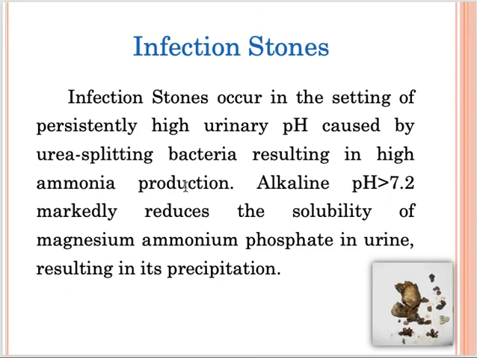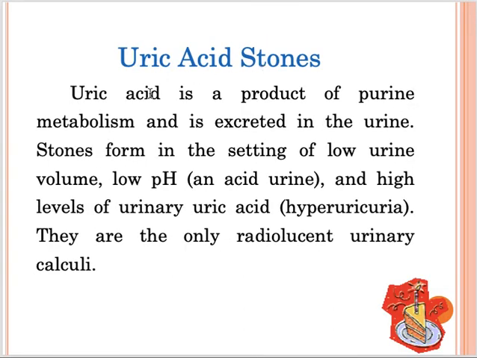Okay, they result in ammonia production, and as you know, these are basically magnesium ammonium phosphate stones. So they can precipitate, they can form stones right in the tract. And then there are uric acid stones. Again, as we know, uric acid is produced by purines and pyrimidines. So purine metabolism releases uric acid, and there is hyperuricemia, uricuria in the urine, and simply due to that, the stones can form. So you can see they are the only radiolucent urinary calculi.